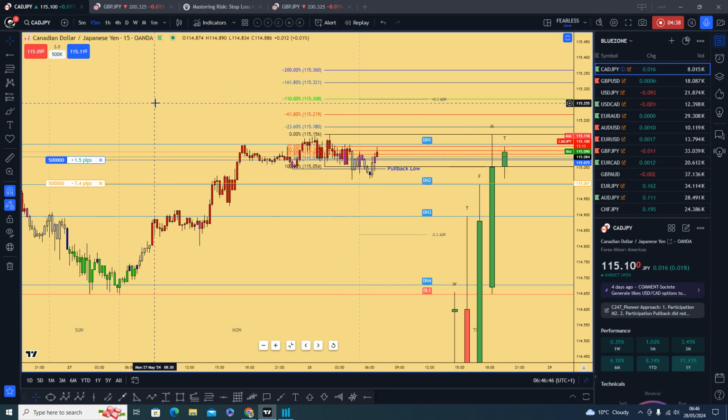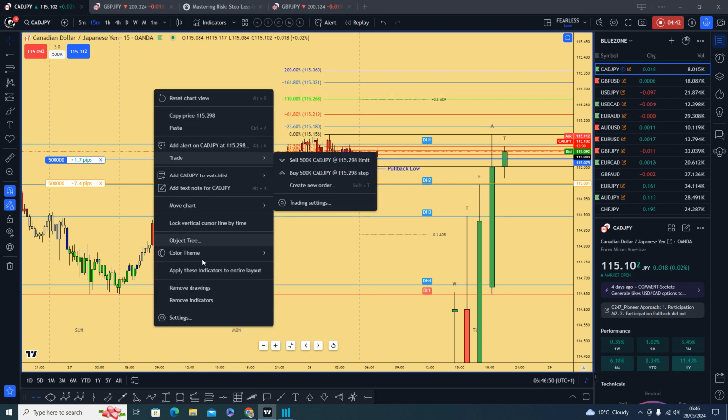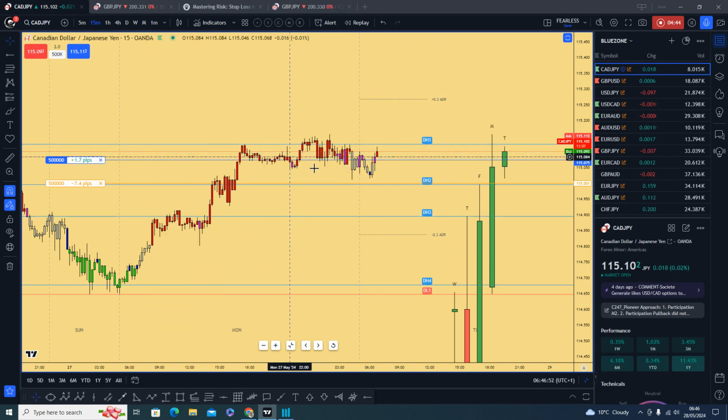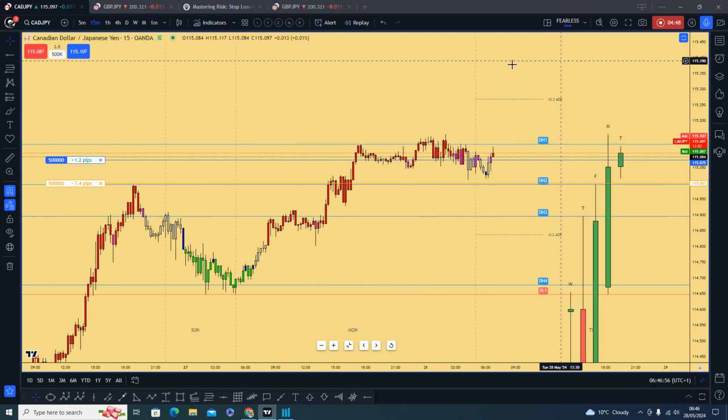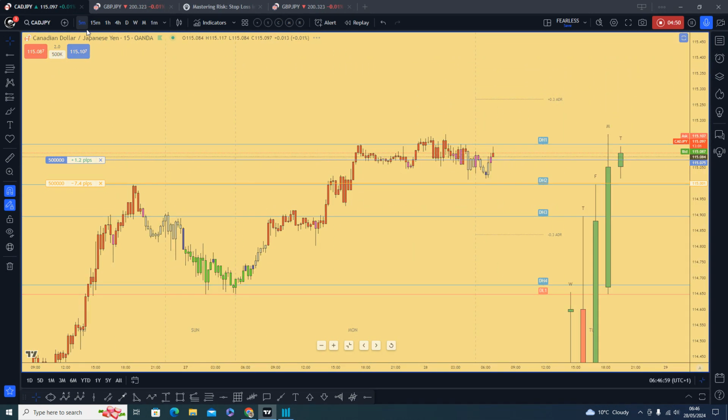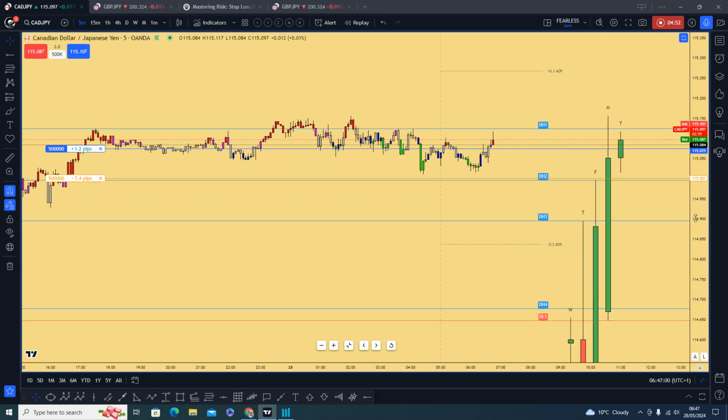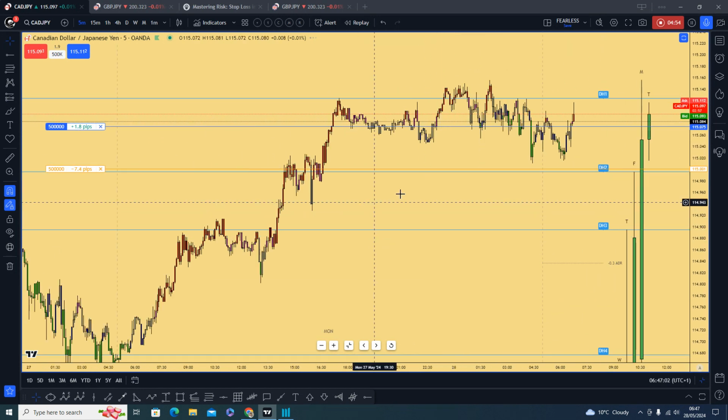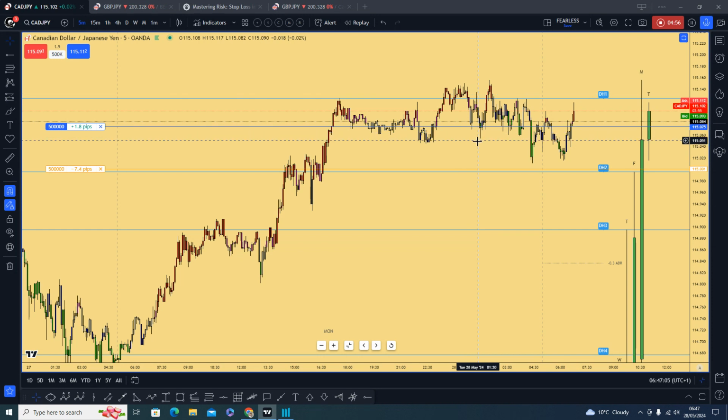If I do something here, let's remove the drawings. It's messy, but there's clear information in there. Let's use the 5 minutes chart. Look at this here. This is a structure test. That move there is a structure.